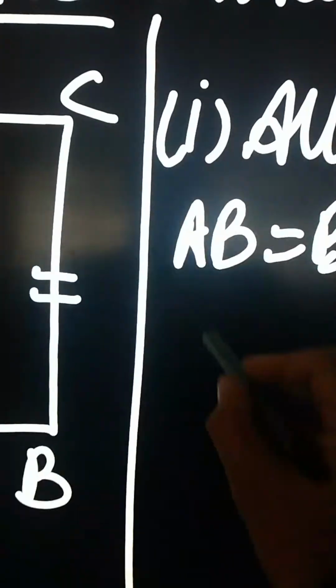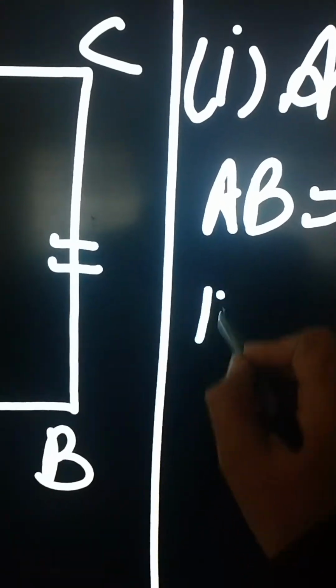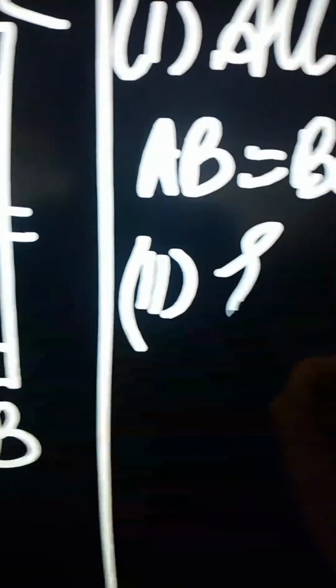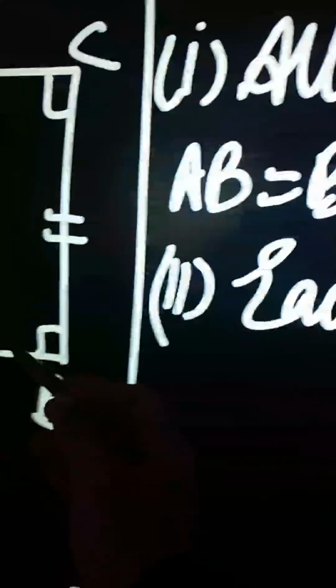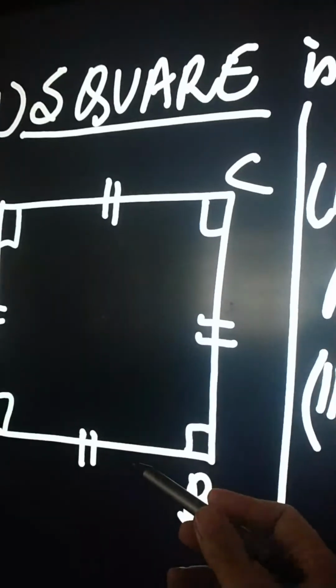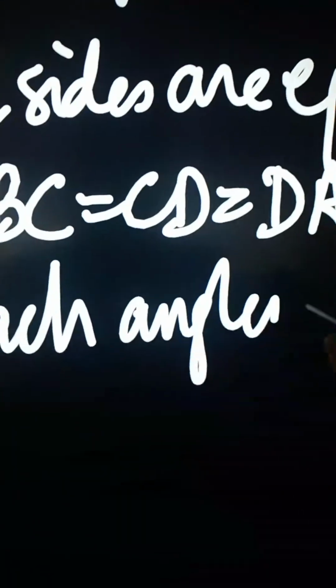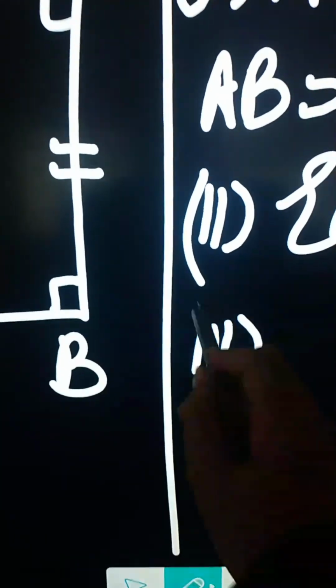Then what is the other property? In this also, all angles are 90 degrees. This is not a special property, but let's write it because when you say a square is a rectangle, it means it also has 90 degrees. So each angle is 90 degrees. So all the angles are equal.